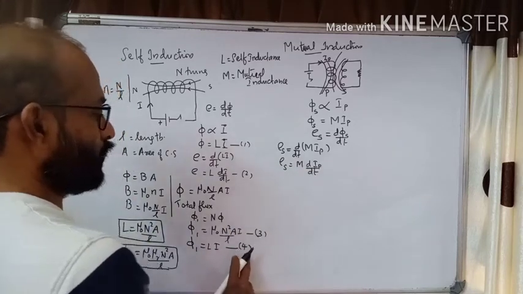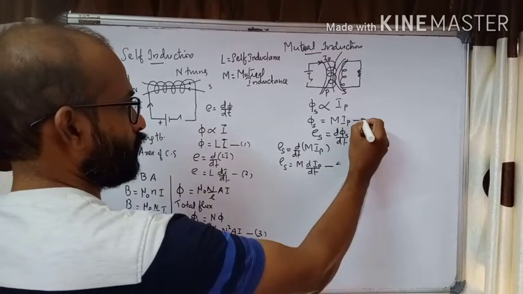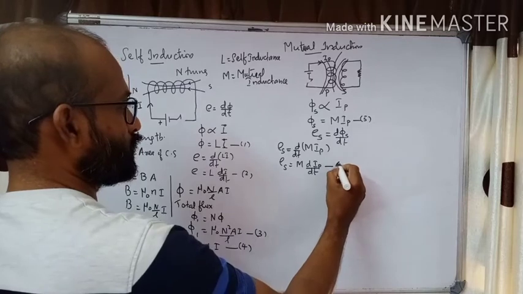Okay, we'll continue the equation. Equation number 4. We can take this as equation number 5. This is equation number 6.